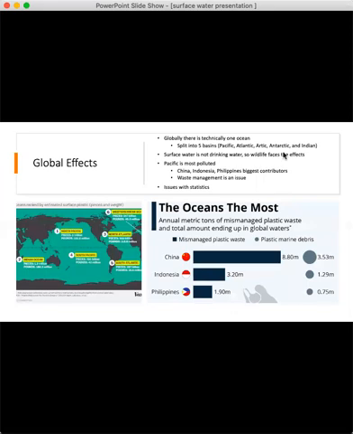So, globally, there's really technically one ocean, which is split into the 5 basins where they get their names from: the Pacific, Atlantic, Arctic, Antarctic, and Indian Oceans. Surface water is not drinking water, so wildlife really takes the brunt of the pollution effects here. The Pacific Ocean is actually the most polluted. China, Indonesia, and the Philippines are some of the biggest contributors to this.